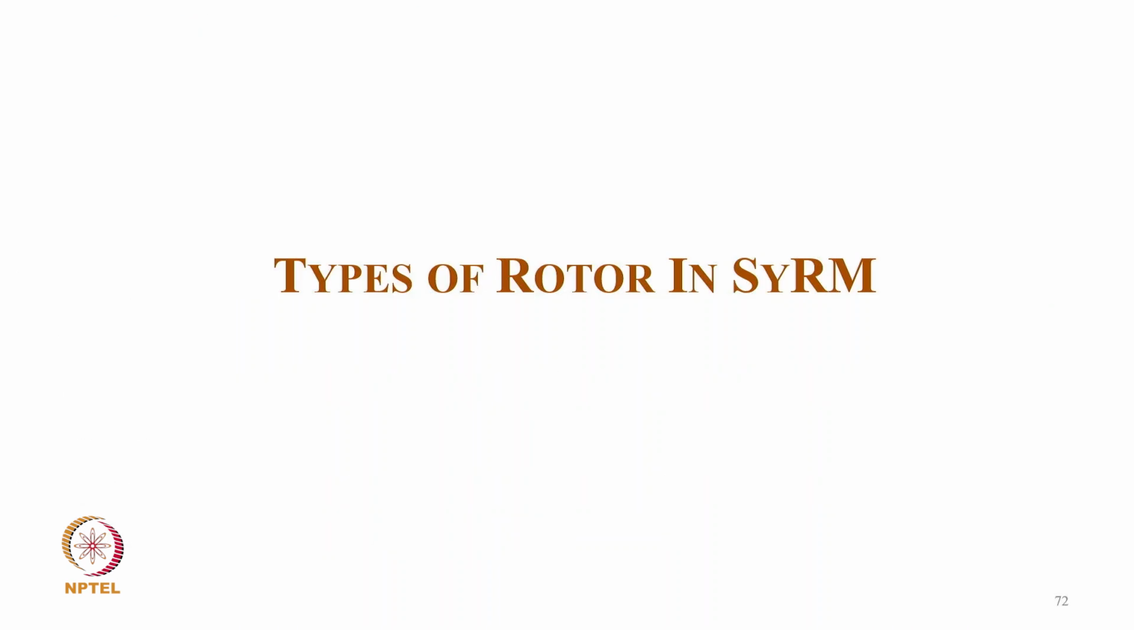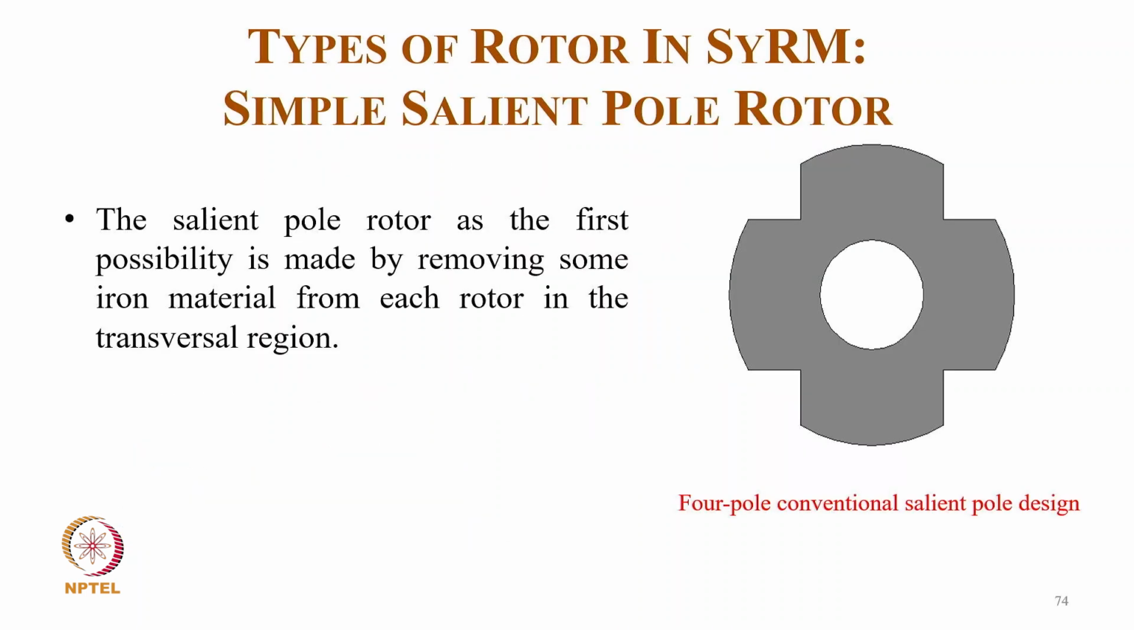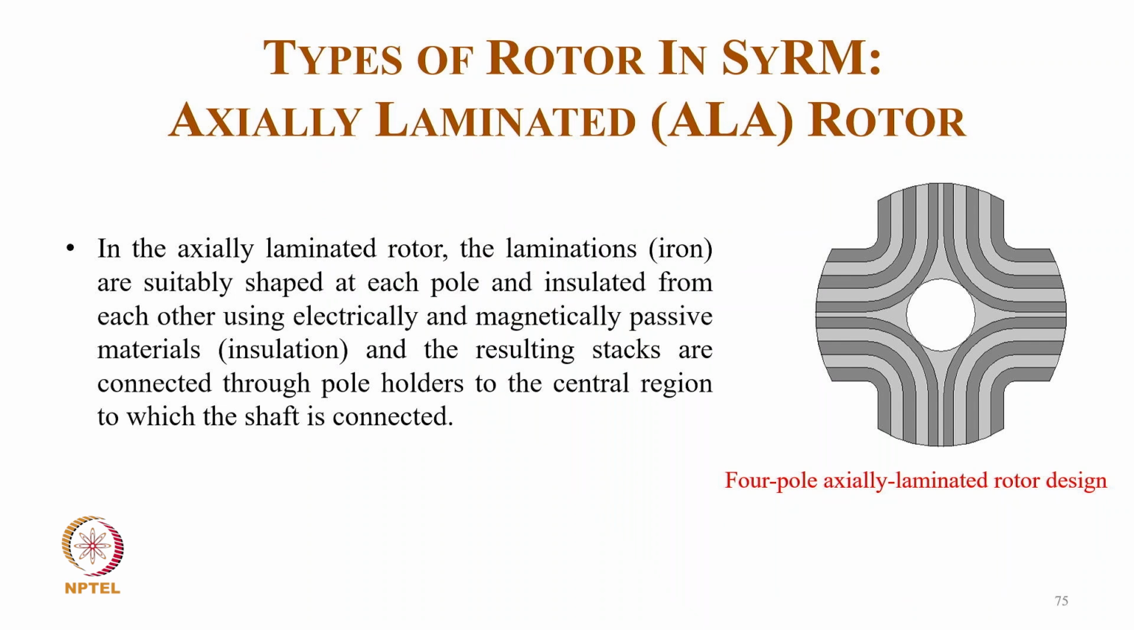Now coming to the types of rotor in a synchronous reluctance motor. We already talked about three types of synchronous reluctance motor with an anisotropic rotor structure: the simple salient pole rotor, the axially laminated rotor, and the transversely laminated rotor. Starting with the salient pole rotor, the first possibility is made by removing some iron from each rotor in the transverse direction. Again, as you can see, this is a 4-pole conventional salient pole design. Then the axially laminated rotor: the iron laminations are suitably shaped at each pole and insulated from each other using electrically and magnetically passive insulation material, and the resulting stacks are connected through pole holders to the center region to which the shaft is connected. You can see a simple 4-pole axially laminated rotor design.